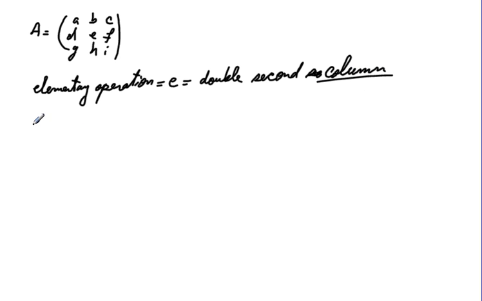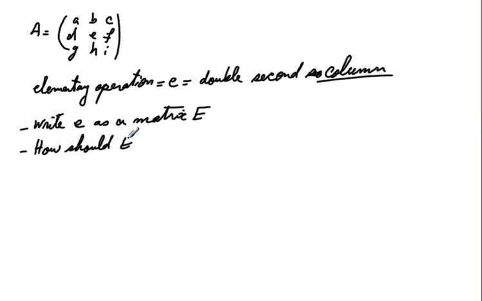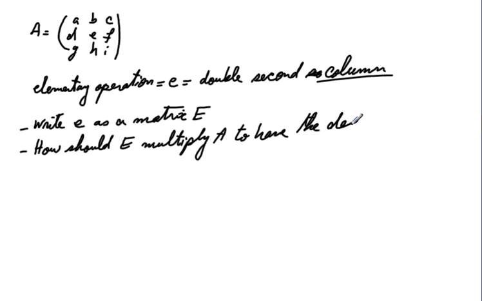The question is: write E as a matrix, call that matrix E. How should E multiply A to have the desired effect? EA or AE?